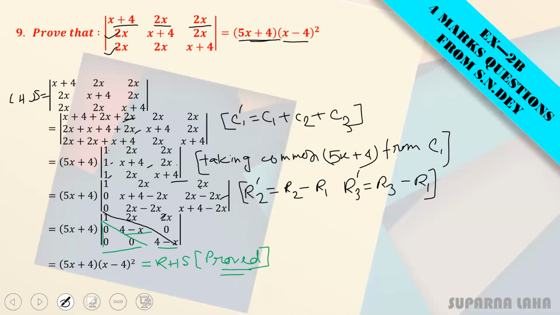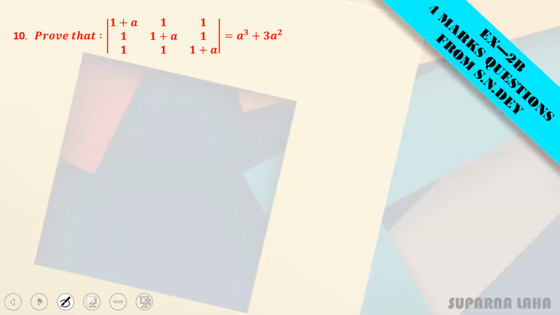So moving to the next question. Question number 10. Order 3 determinant is given. You need to find the value. Now look at this right hand side. If we take common a square from these terms, you will find this is a plus 3. Right? So a plus 3 will be a factor of this determinant value. Clear? Now how to get this factor a plus 3?